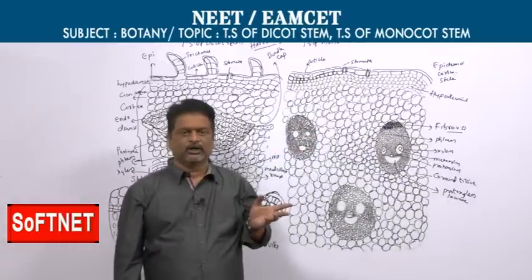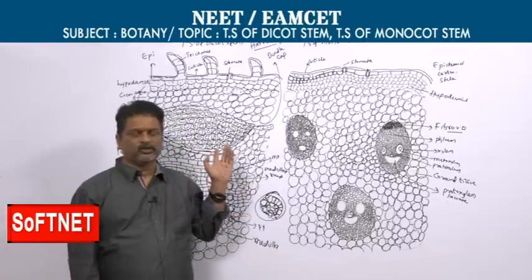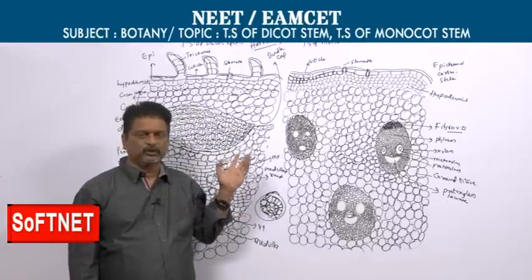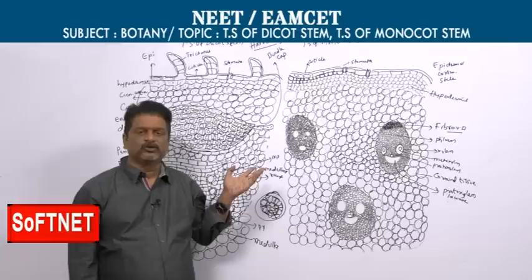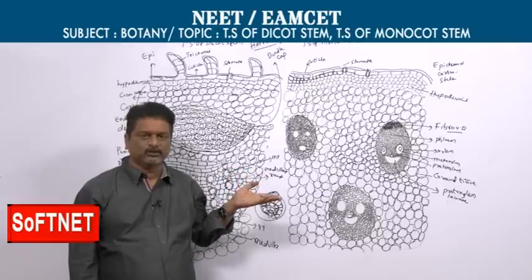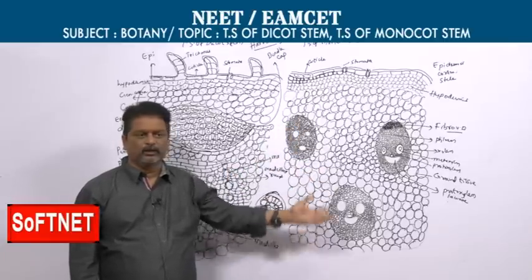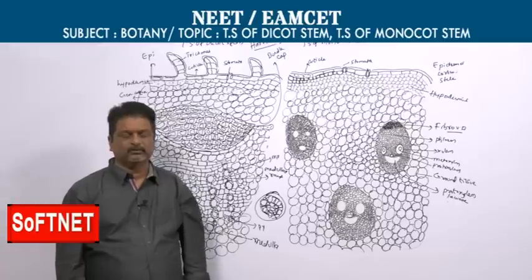They help in conduction. In dicot stem, there is endodermis, but it stores starch grains, so it is called a starch sheath. In monocot stem, endodermis is absent.